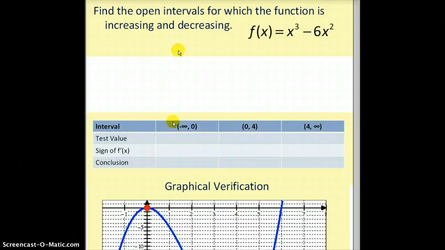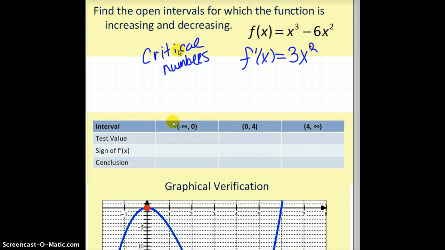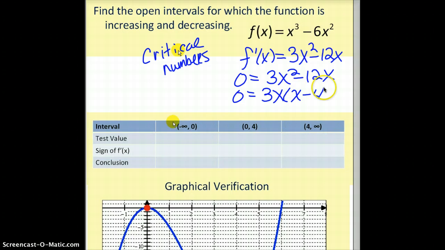So the first thing we need to do is find our critical values, or our critical numbers, whatever you want to call that. Remember, what we do for that is we say, well, where is the derivative equal to 0? So first thing we do is use our power rule to take the derivative. So there's my derivative function using the power rule. I want to know where my derivative is equal to 0. So what I'm going to do now is factor, which usually is what happens for our polynomial functions.